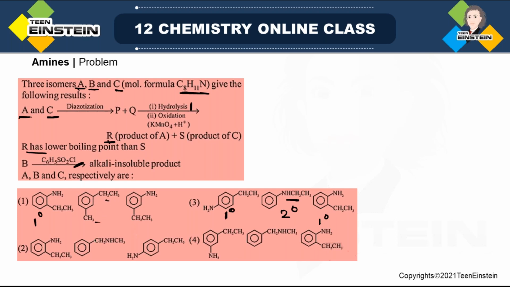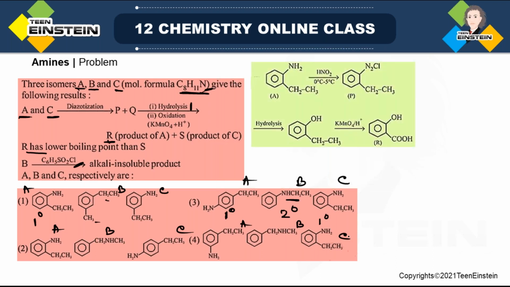There are actually 2 alkyl groups here. So this option cannot be correct because you must have 1 nitrogen. This cannot be the structure for ABC. So ABC respectively, that means the first molecule is A, the second one must be B, this is C, like this. Now this alkali insoluble product information is the proof that it is a 2 degree amine.